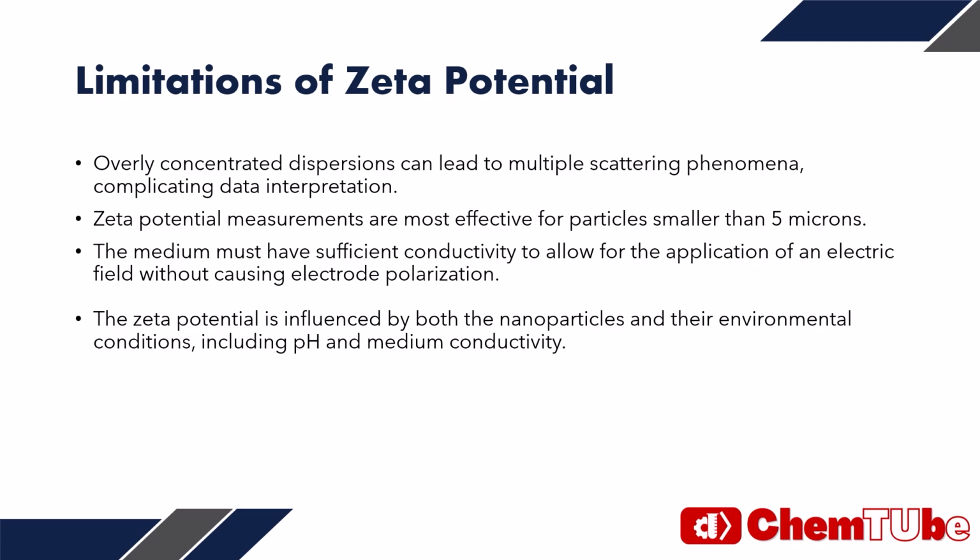There are a few limitations of the zeta potential measurement. First of all, overly concentrated dispersions can lead to multiple scattering phenomena. Zeta potential measurements are most effective for particles smaller than 5 microns. The medium must have sufficient conductivity to allow for the application of an electric field without causing electrode polarization. And lastly, the zeta potential is influenced by both the nanoparticles and their environmental conditions, including pH and medium conductivity.